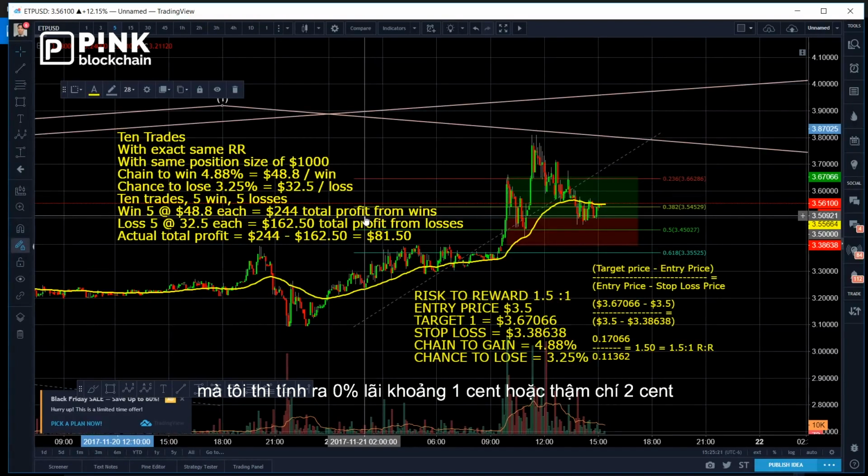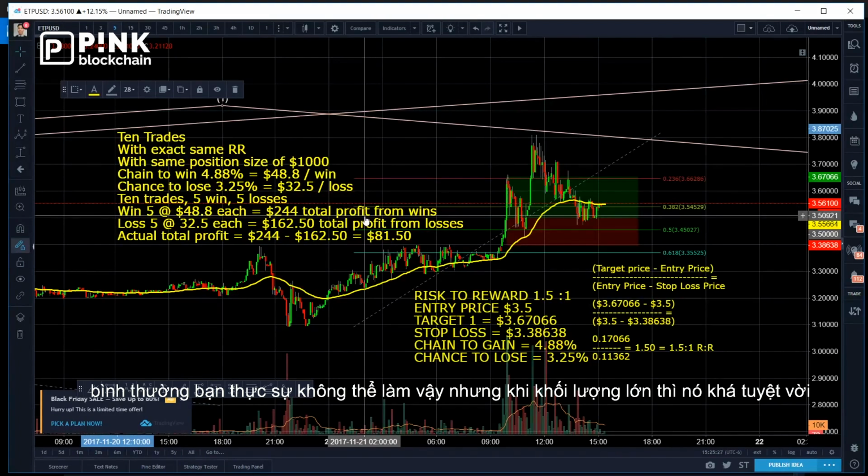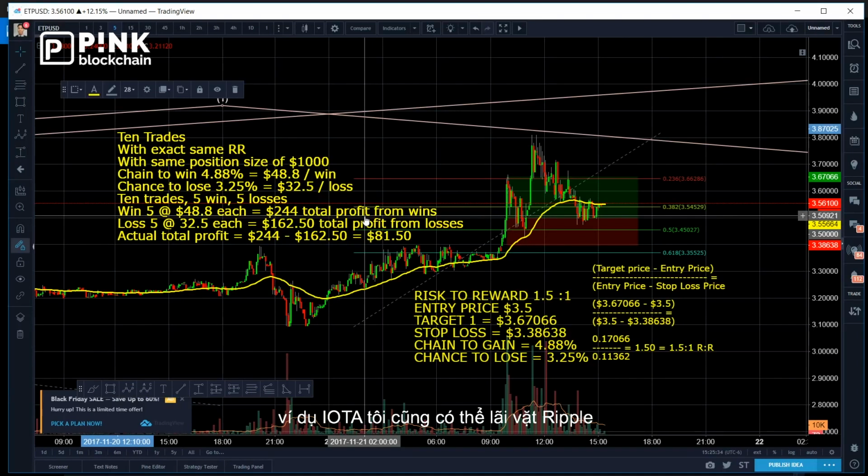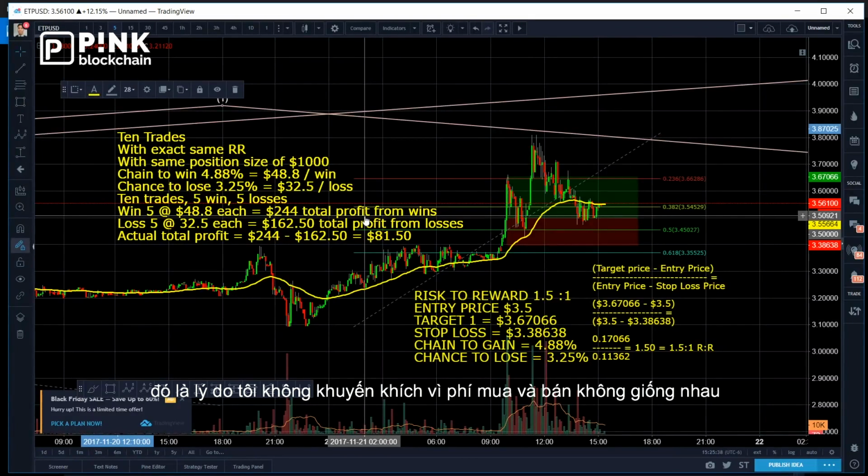Because it's 0%, I can scalp literally 1 cent, guys. I can scalp 2 cents even, right? Normally, you can't really do stuff like that, but when you get your volume high, it's quite amazing. So I can scalp, for example, IOTA, I can scalp Ripple as well, which is kind of... this is why I don't recommend people scalp, because you guys might not have the same maker and taker fee, right?